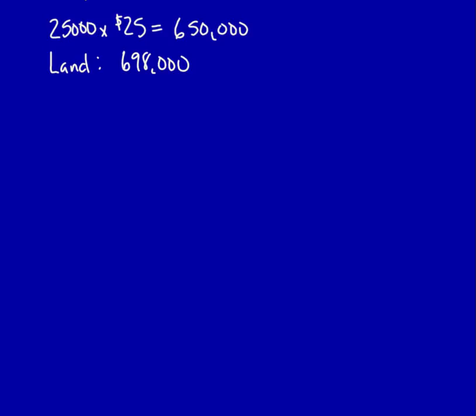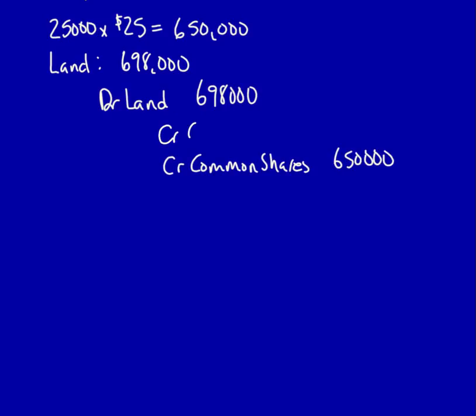Often students do a very strange entry. I'm going to show it to you. Please don't write it down. It's the incorrect thing to do. They debit land for the amount of the value of land. Then they credit common shares for the value of the common shares. And then they credit again for the difference. This entry is unbelievably incorrect. There is no such thing as a gain.